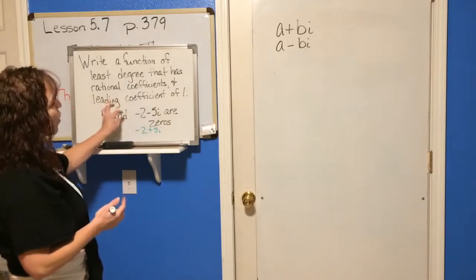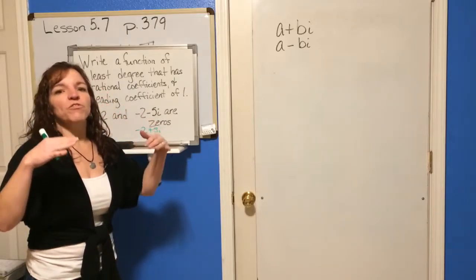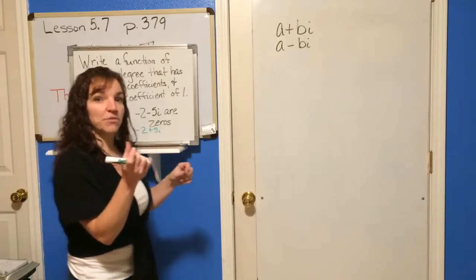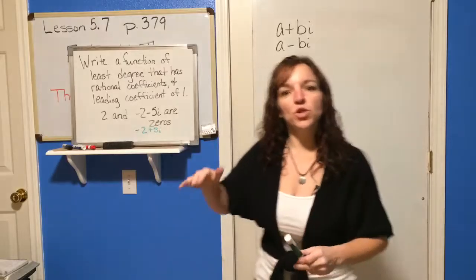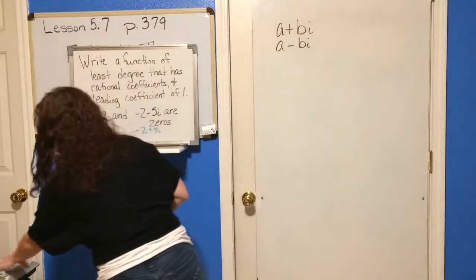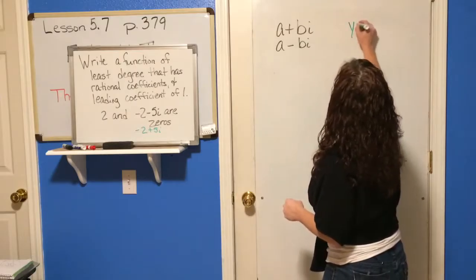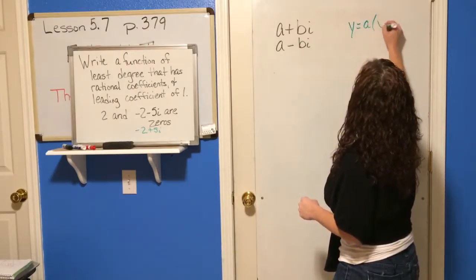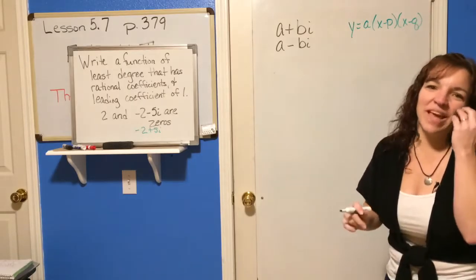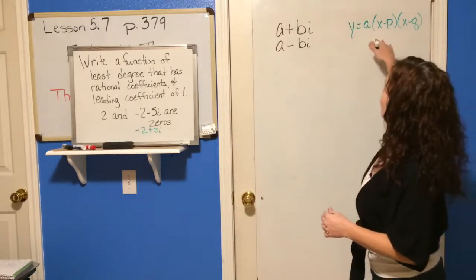In order to take those 3 zeros and put them into a graph, you need to remember the format that we used for the x-intercept form of a function. And this is going to work for polynomials as well as just for quadratics that we did before. The form is, remember, y equals a times x minus p times x minus q. It's the same thing except that now we have more than just 2 intercepts. So we're going to put it into that same format.